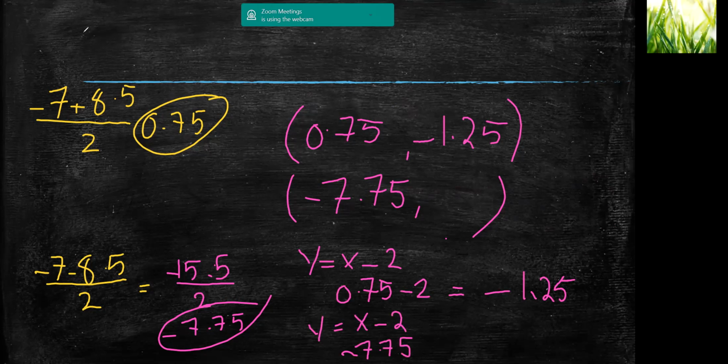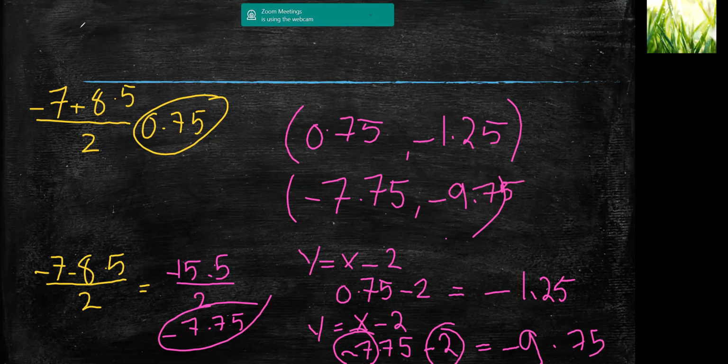And the second one, we also replace in the second equation, -7.75 minus 2. We have to add them. Leave the decimals as 0.75 and then add the whole number. -7 minus 2 is -9. So the answer here is -9.75. So these are the solutions of the system of equations. Is it clear?